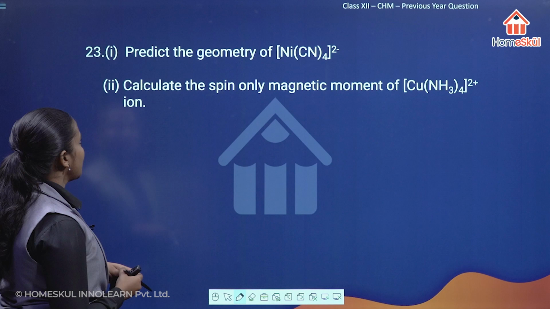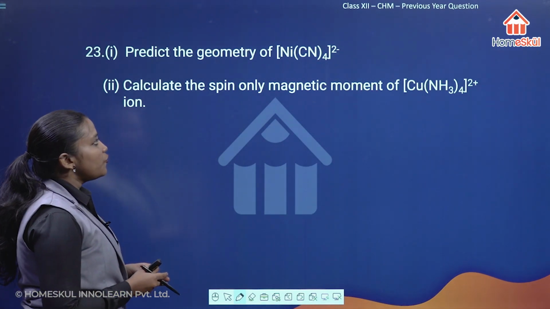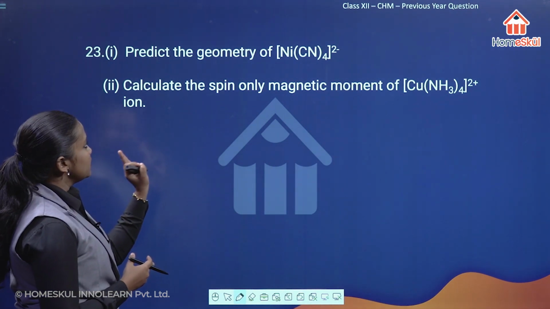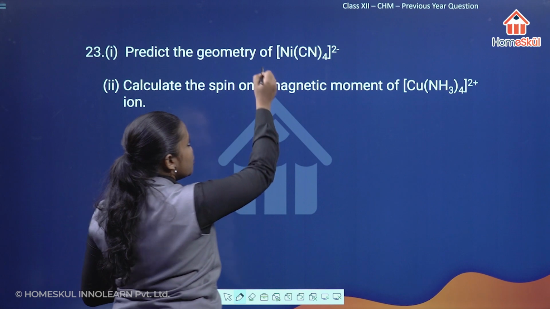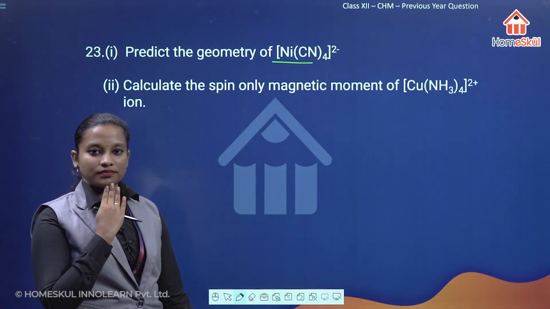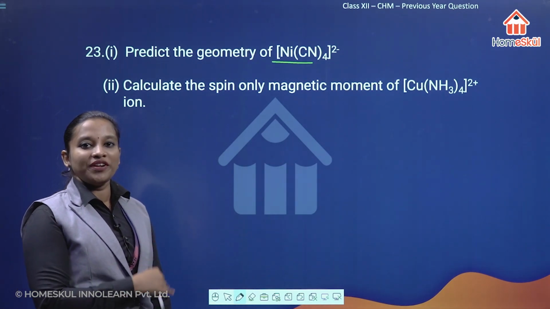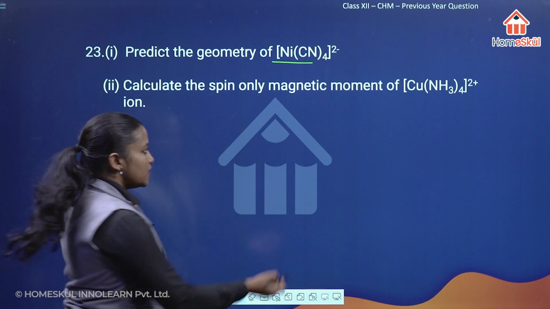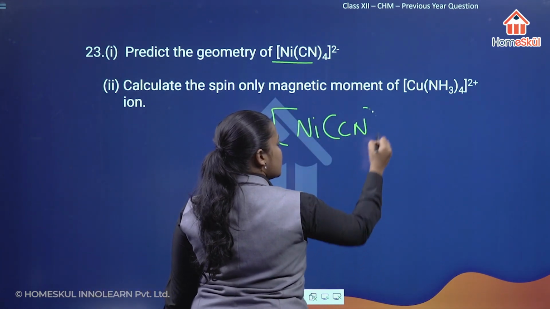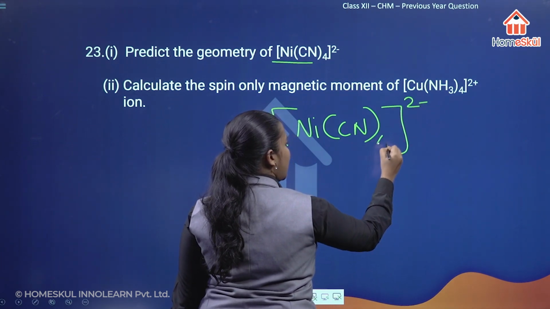Next question. Okay, 23rd question. Predict the geometry of [Ni(CN)4]2-. Okay, let's see. We have to predict the geometry of this coordination compound. Okay, before moving on to the prediction of the geometry, we have to find the oxidation number of the central metal ion.